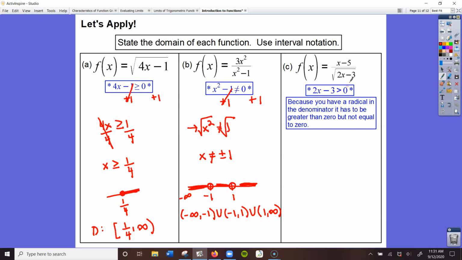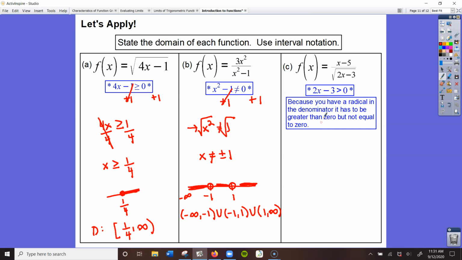For this final example, we see here that this is a combination. We have both a rational and a radical function. But we have that radical is in the denominator. If you have a radical in the denominator, keep in mind that the radical has to be greater than or equal to 0. However, it's in the denominator, and denominators cannot equal 0. So in order to accommodate both of these rules, we can take what is inside of the radical and make it just greater than 0, since the denominator cannot also equal 0.